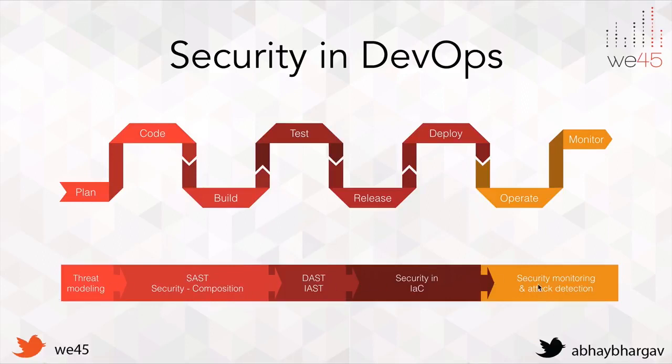All of you need to understand that security needs to be done not just at the end, which is how it's done currently. It needs to be done all across the cycle. So we need to start off, when we are planning, with a threat model to figure out what the potential threats that can hit our application are. Then once we start coding and building, we need to run static code analysis, which is called SAST, static application security testing. And we need to run composition scans.